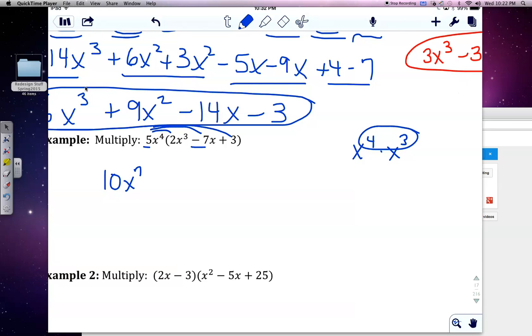5 times negative 7 is negative 35, or minus 35. x to the fourth times x, I'm going to get x to the fifth power. Remember, add those exponents. And I get plus 15x to the fourth. I'm going to take 3 times the 5x to the fourth.